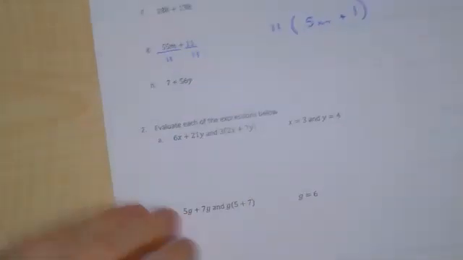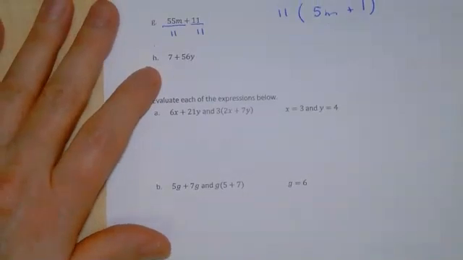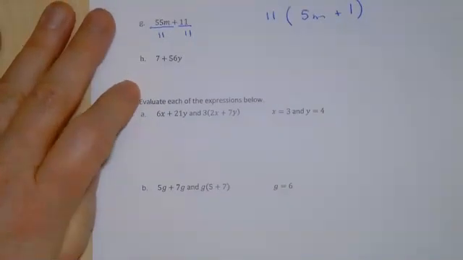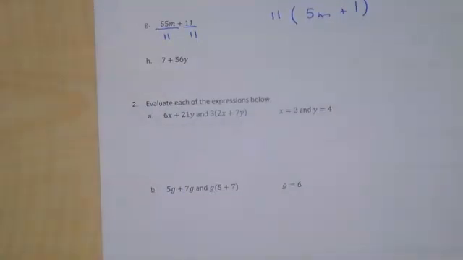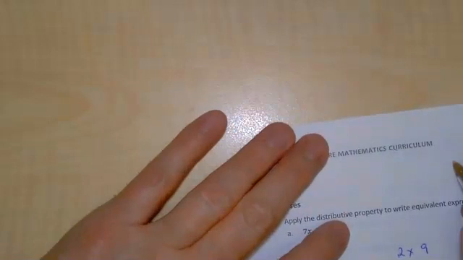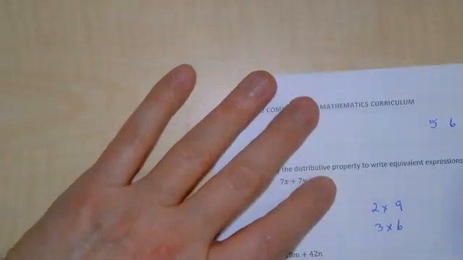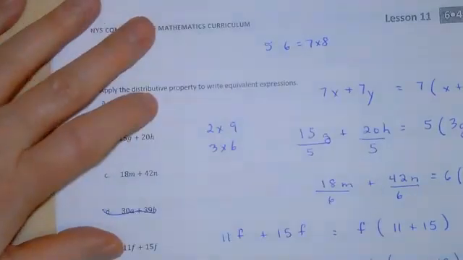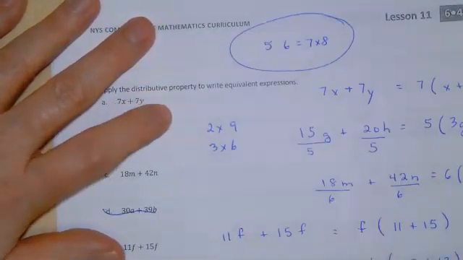I'm about done. Okay. 7 plus 56Y. There's not a letter in common. So we have to look at 7 and 56. You guys remember the trick? Did I ever show you this? Write down 5, 6, 7, 8. 56 equals 7 times 8. That's how you can remember. 7 times 8 will be 56.